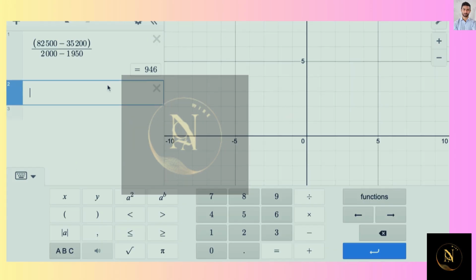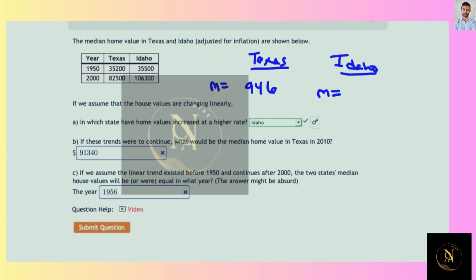of the y's, which would be 1063 minus 35.5 over the same years, 2000 minus 1950, which is 1416, which would mean the median home value of the house increased $946 per year in Texas and $1,416 per year in Idaho. So that's why Idaho was there.